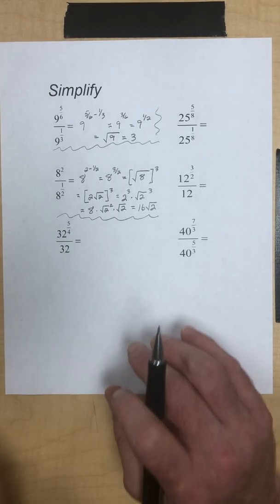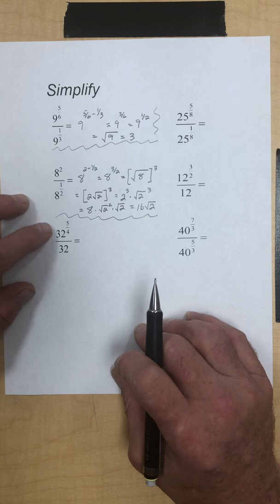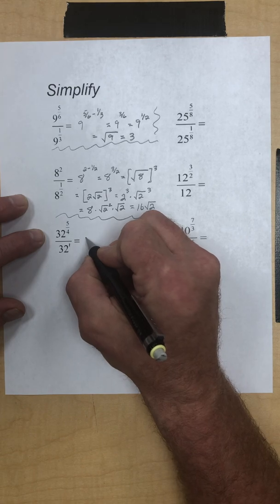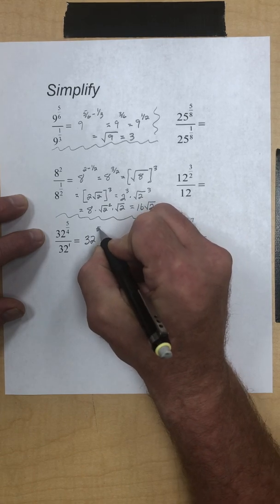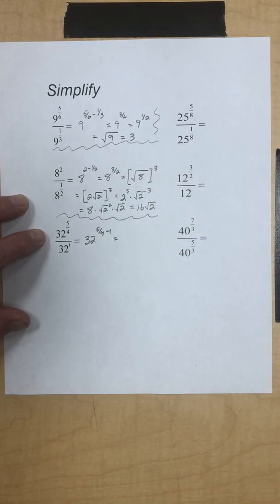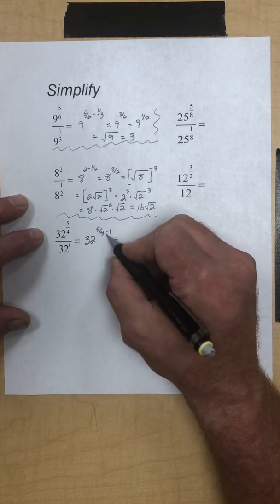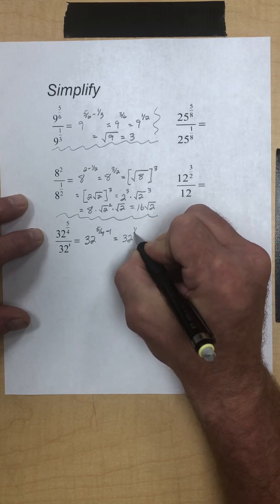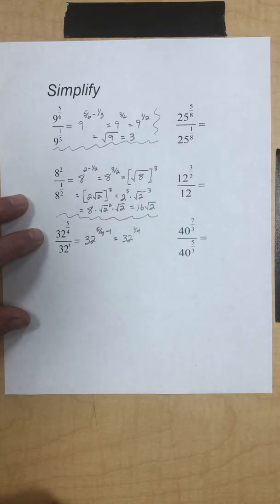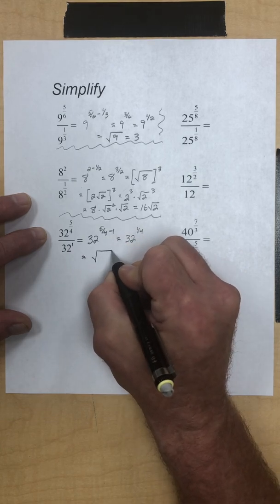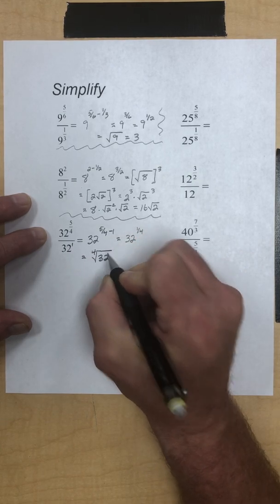Okay, once again, just like these two, I have the same base in the numerator and denominator, and that's 32 to the first. So we can go 32, and if I take 5/4 minus 1, that's 5/4 minus 4/4, which gives me 1/4. So I get 32 to the 1/4 power. Okay, 32 is not a perfect fourth power, so I'm going to get the fourth root of 32.